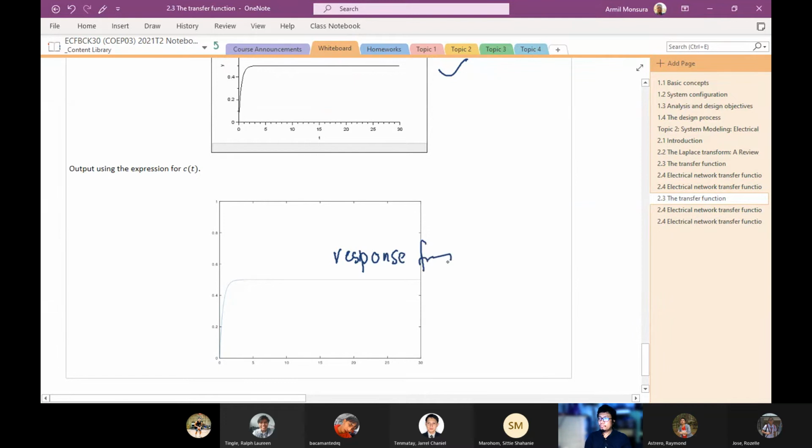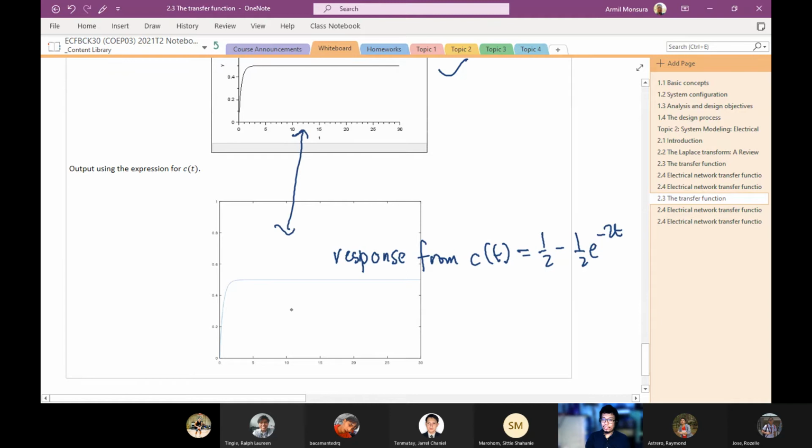And this is the response from C of t, which is yun nga, 1/2 minus 1/2 e raised to negative 2t. Ginraph ko lang tong expression na to para makuha tong graph na to. And mahirap nga lang talaga siya ikumpara kasi they're not contained on the same graph.